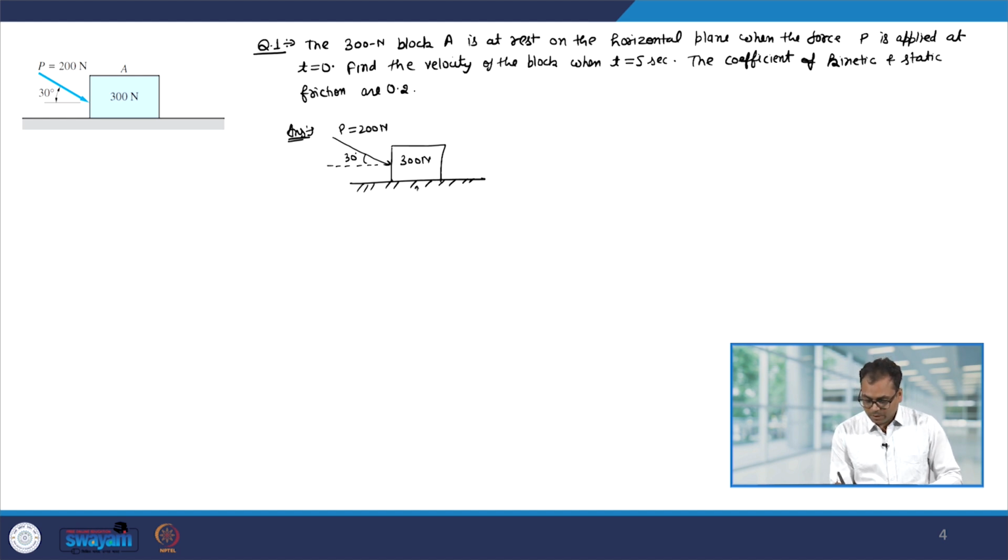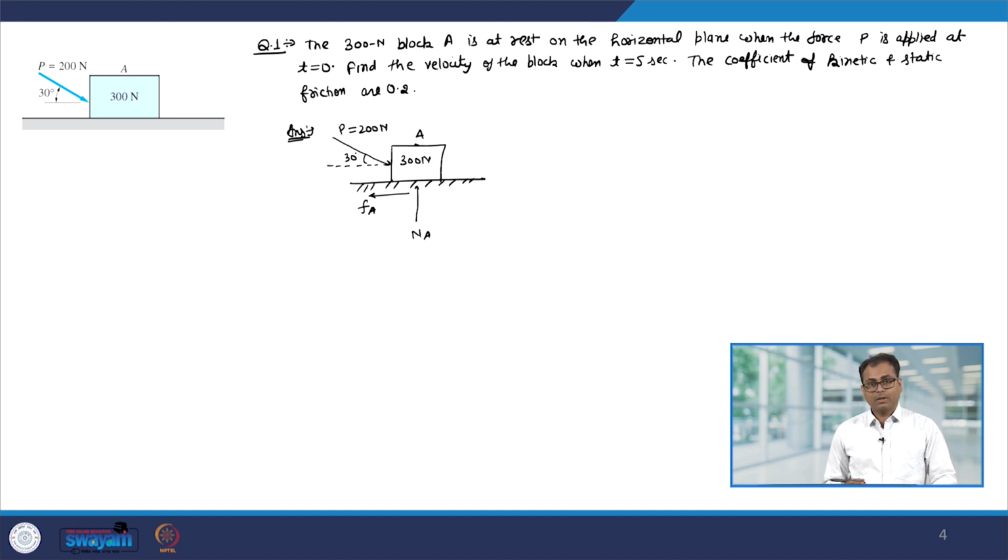First of all, there will be a normal force, let us say N A, because this is A, and the frictional force will oppose the motion. So, therefore, they will develop in the opposite direction of the motion. So, let us say this is the frictional force. This completes the free body diagram.